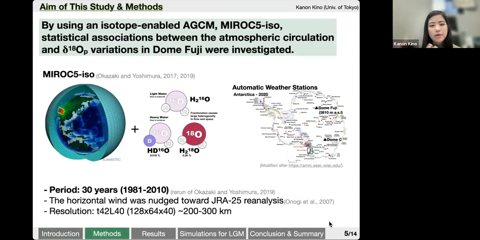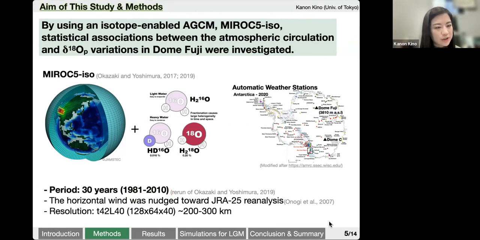So in this study, I used an isotope-enabled version of a climate model. It's named NICAM... MIROC5-iso. So by using this one, the statistical association between the atmospheric circulation and precipitation water isotope variation at Dome Fuji was investigated. This study focused on Dome Fuji, the Japanese Antarctic station, one of the inland Antarctic ice core sites. And we did experiments for 30 years from 1981 to 2010.